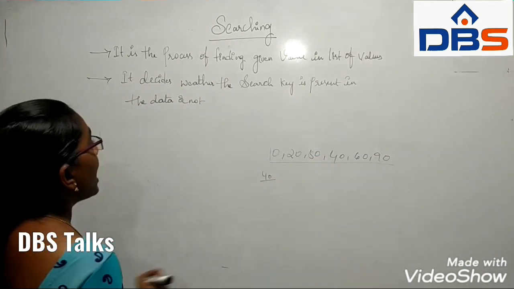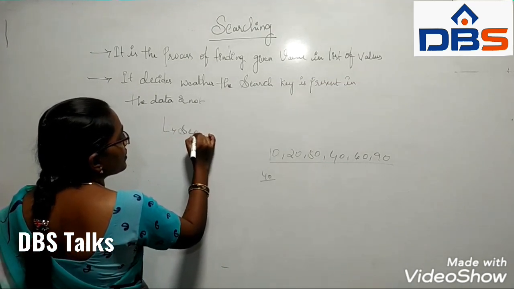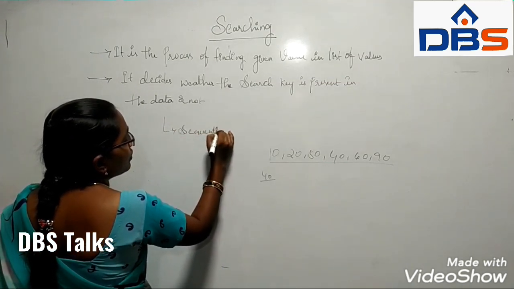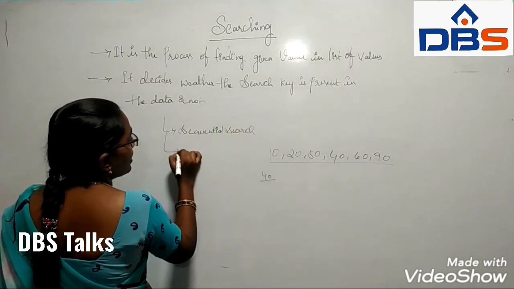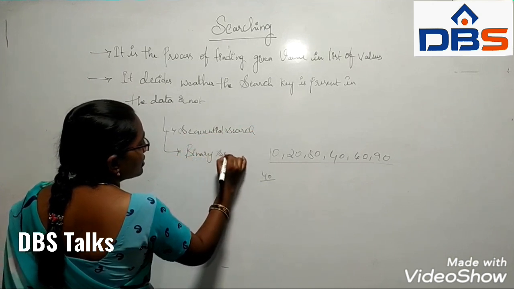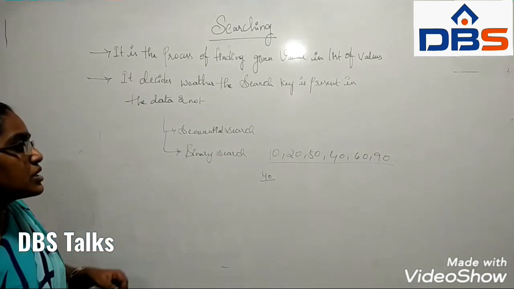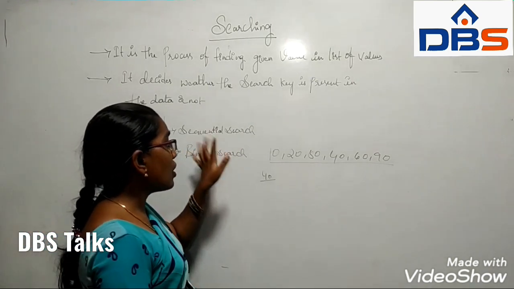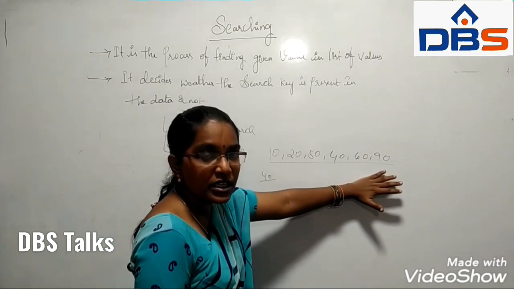Here we have two types of searching techniques. One is sequential search. Another one is binary search. In sequential search, the searching starts from the beginning of the list and ends at the ending of the list.